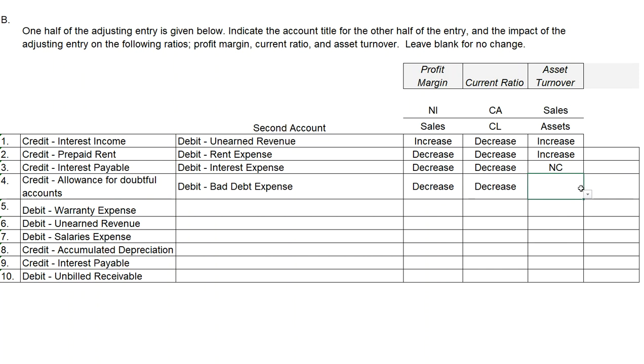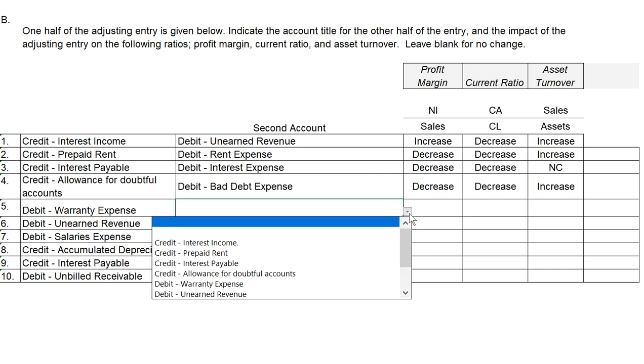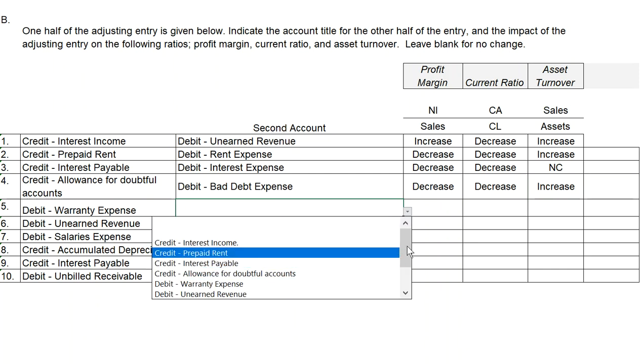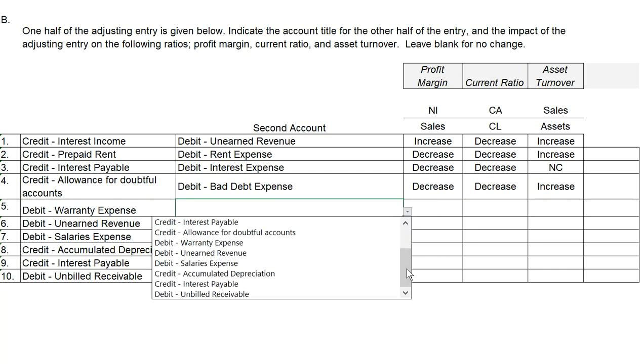Again, the allowance for doubtful accounts decreases overall assets. We've had no change in sales. So if assets go down, overall our turnover will increase. The debit to warranty expense, the other half of that is going to be what? A credit to warranty obligations or warranty liabilities.